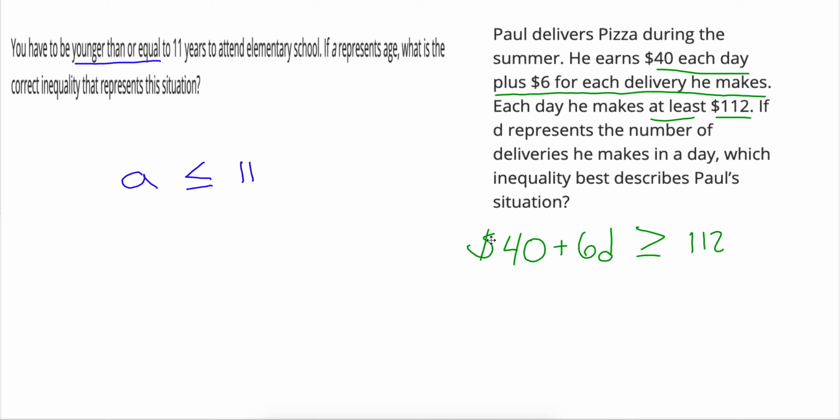So this is the situation that you should have for this problem. $40 plus $6 per delivery is greater than or equal to $112. Awesome job.